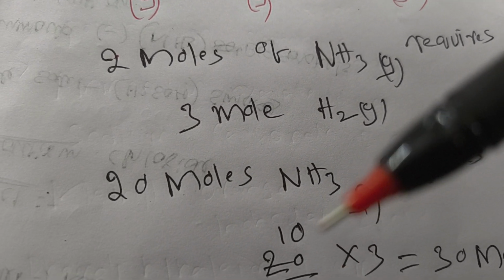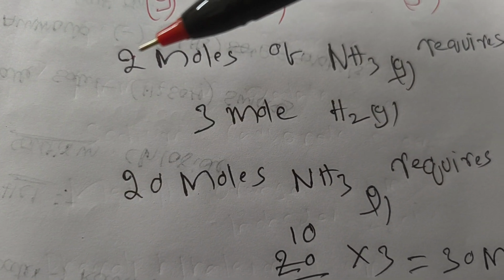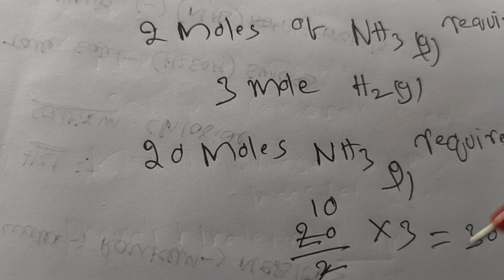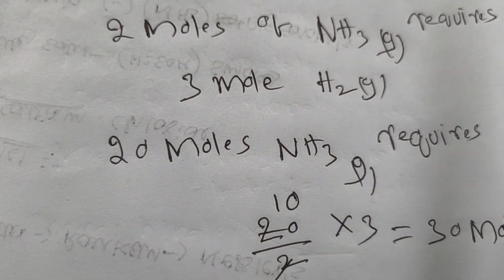Generally, the answer is more. So 20 upon 2 into 3. 2 ones are 2, 2 tens are 20, so 10 into 3, 30 moles is the right answer.